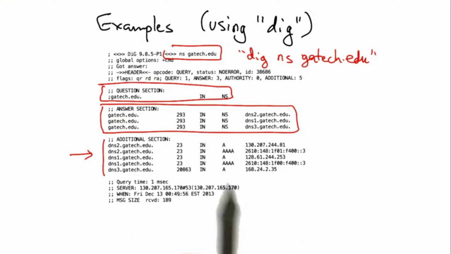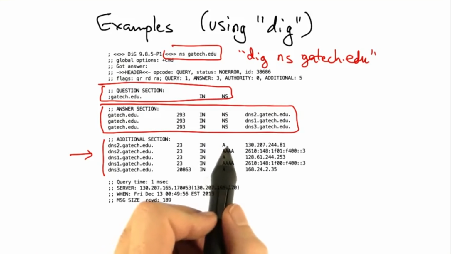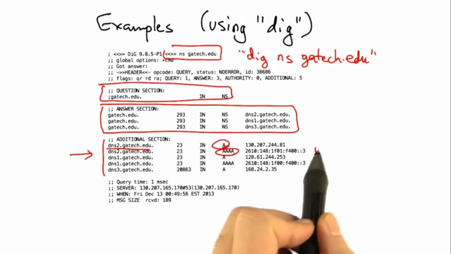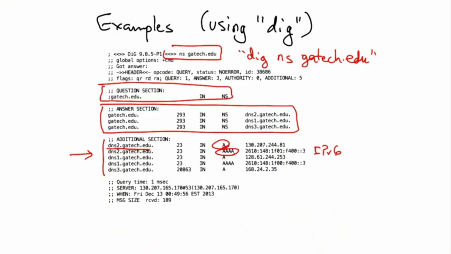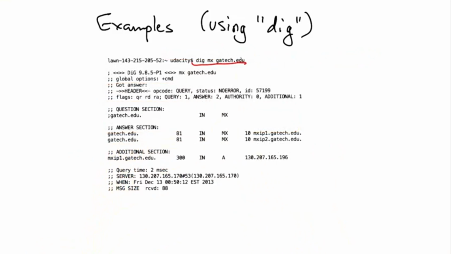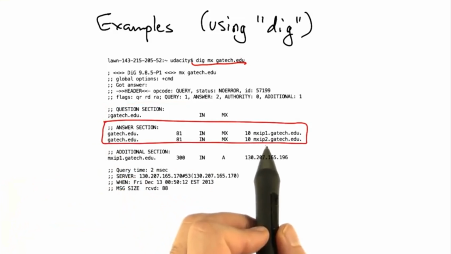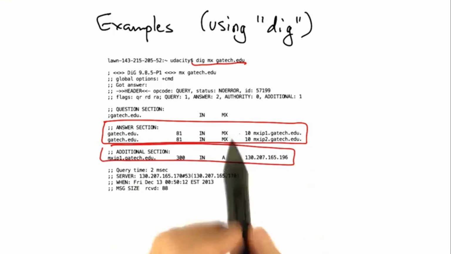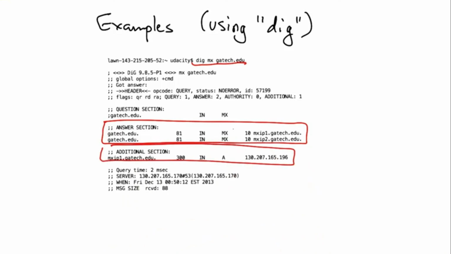You can see here that we received not only A records for each domain name, but also quad A, or IPv6 addresses corresponding to each authoritative name server. Here's an example of a query for an MX record, or the mail server corresponding to gotek.edu. Now here again you can see the question as the MX record, and you can see the answer, which returns two mail servers, as well as the additional section, which returns an A record indicating the IP address corresponding to the mail server that was returned in the MX record.